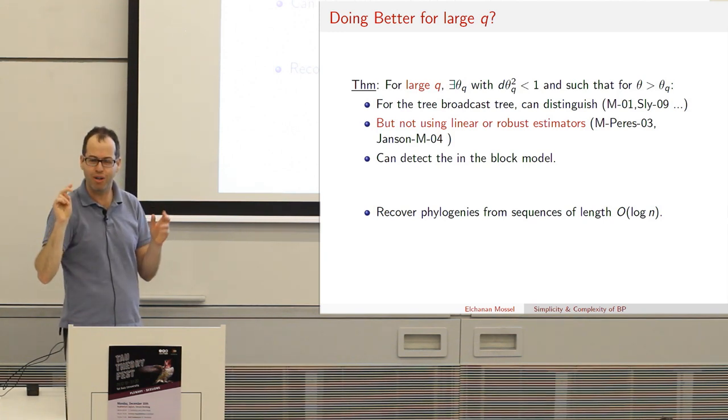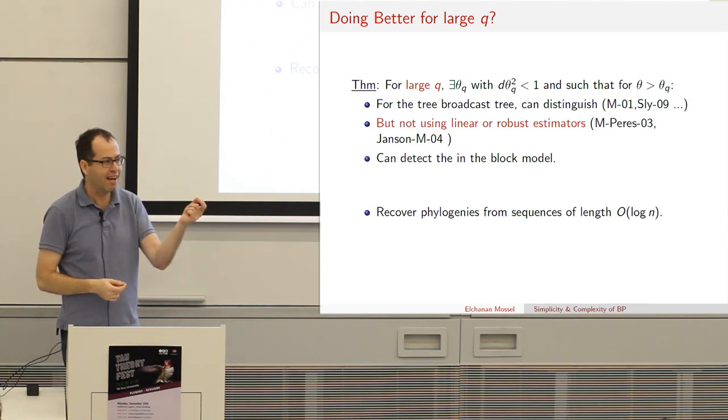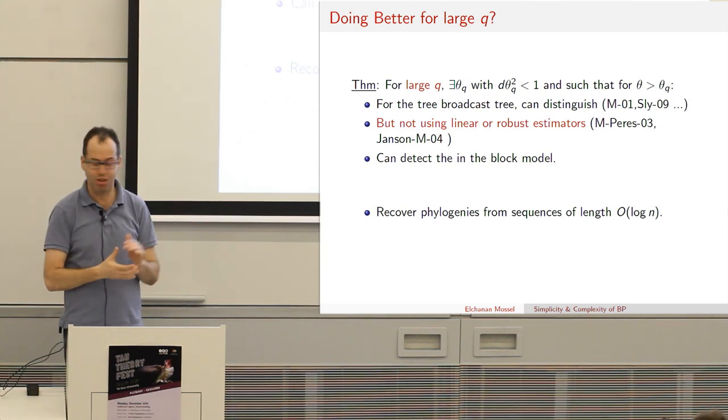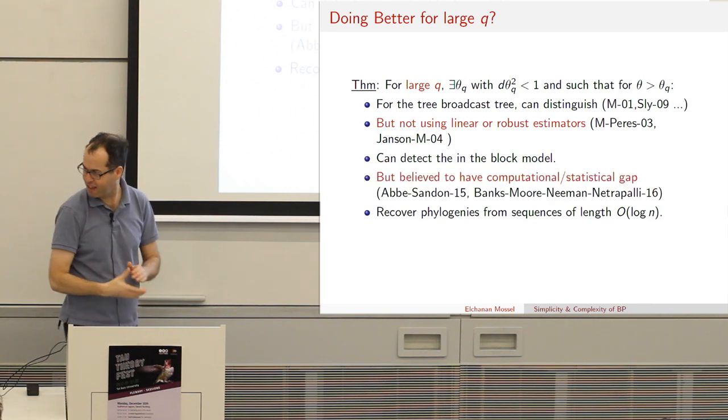If you want robust algorithms, so robust may be similar to a detox, maybe even randomly robust. I apply a little bit of noise on each of the leaves. The algorithm that I have right now, leaf propagation, is not going to work anymore, right? So there's something fragile happening here. You can detect in the block model.